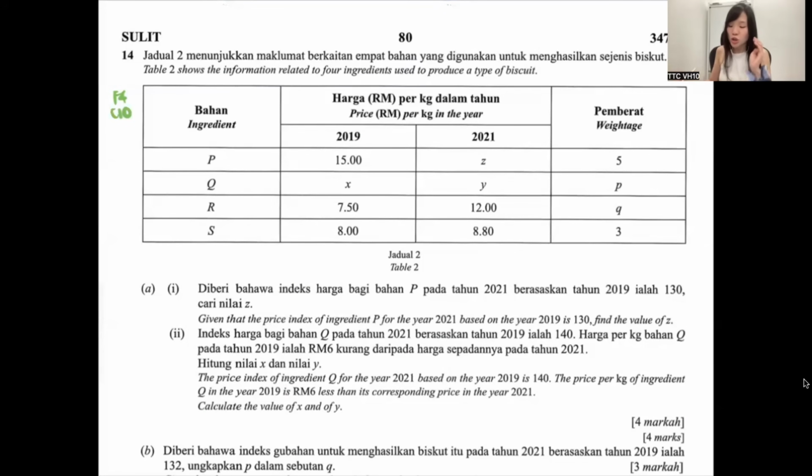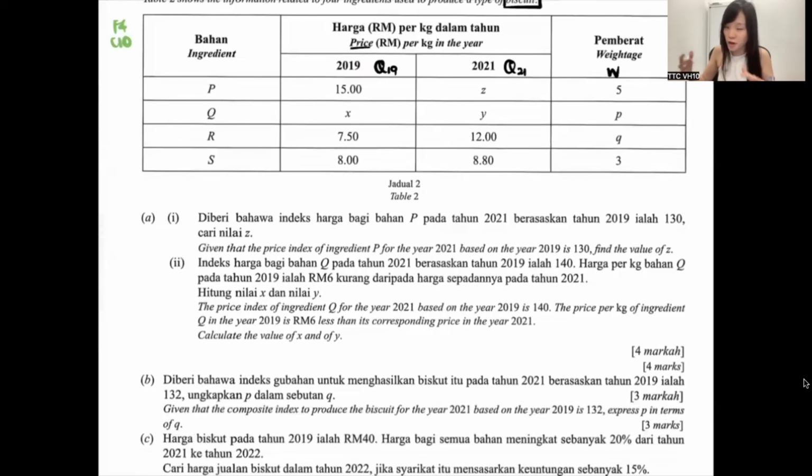Okay, table 2 shows the information related to 4 ingredients used to produce a type of biscuit. So guys, remember later on they mention biscuit. They're talking about everything. So ingredient is ingredient. Weightage is called W. I like to put the symbol. So price in the formula paper, the symbol is Q. So this is Q for 2019. This is Q for 2021. Better have the year, so you won't be confused when it gets very confusing later on.